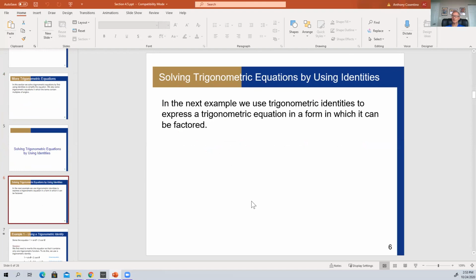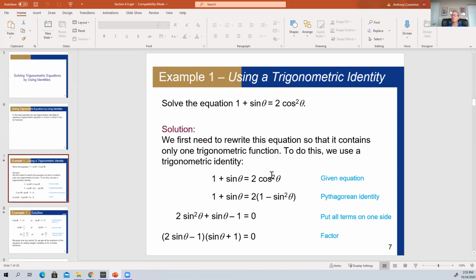And so in this next first example that we're going to talk about, you'll see that we're going to be able to do some factorization. So again, algebra on steroids, right? Algebra with trig functions. But here is an issue. And so let's just jump into the first one. So we have 1 plus sine of theta equals 2 cosine squared of theta.